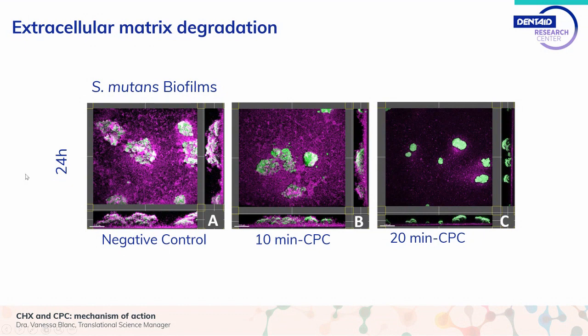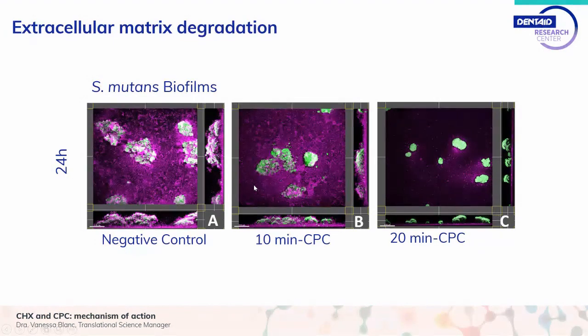So we developed biofilms of Streptococcus mutans for 24 hours, and we treated them with 0.07% of CPC. We observed these biofilms using optical microscopy, and we saw that after 10 and 20 minutes of treatment, CPC had degraded most of the extracellular matrix. Marked in green, the colonies of mutans, and marked in magenta, the extracellular matrix that these bacteria produce.